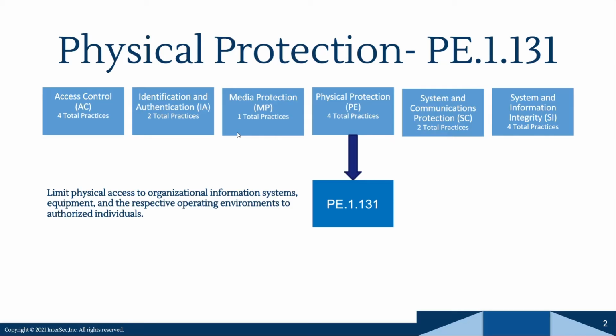Let's move forward. Today, we will be continuing our discussion into the next domain, physical protection. As you can see on the screen, physical protection has a total of 4 practices, with the CMMC standard defining one capability for physical protection, which is to limit physical access. Today, we're going to be focusing on the first practice, PE.1.131, which is about limiting access to organizational systems to only authorized users.